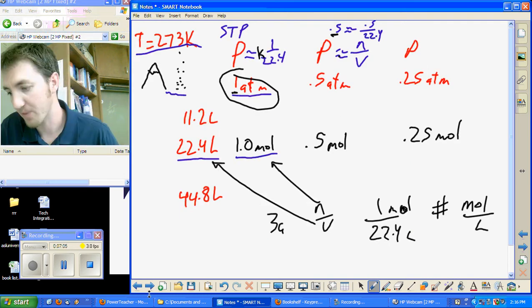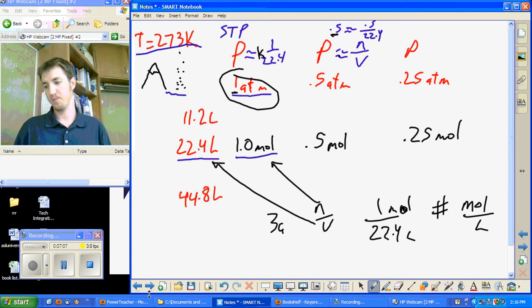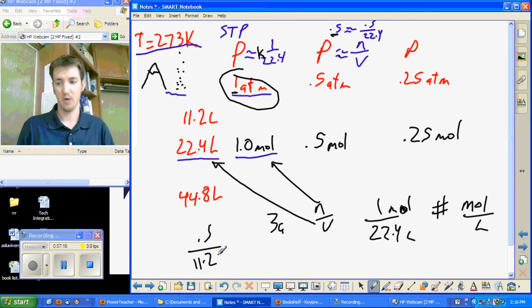They want you to compare that for the other samples at sea level. So the other samples, you have a half mole at 11.2 liters. So see what that density is. Check it for the other two also.